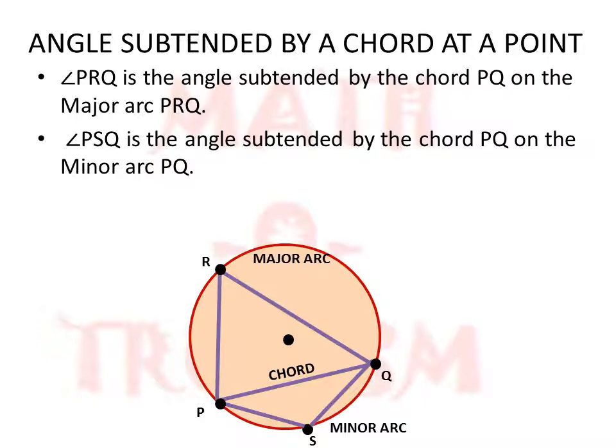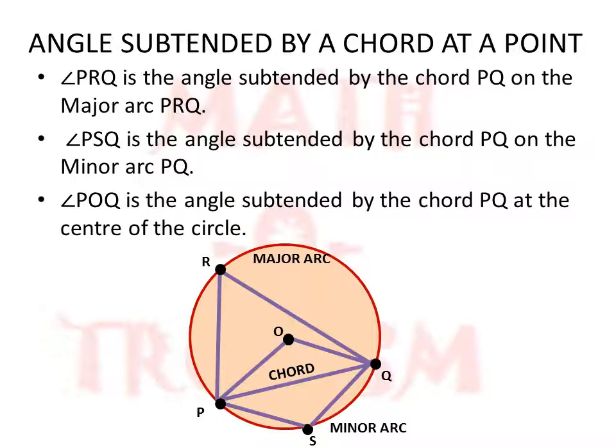And if we have the center O and we are connecting PO and OQ, then angle POQ is the angle subtended by the chord at the center of the circle.